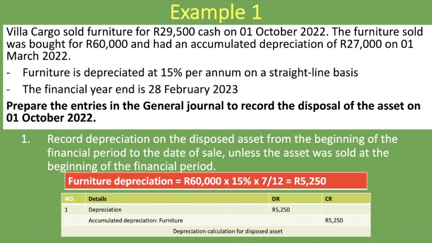So is this furniture, is this machinery, is this vehicle, is this building? So that is why whenever you put accumulated depreciation in any journal entry, you have to put the name of the asset it relates to. And in this specific example, we're dealing with furniture. Okay, so we're debiting that depreciation, crediting accumulated depreciation on furniture, and then the narration depreciation calculation for the disposed asset. Okay, so that was easy enough. Let's move on to step number 2.